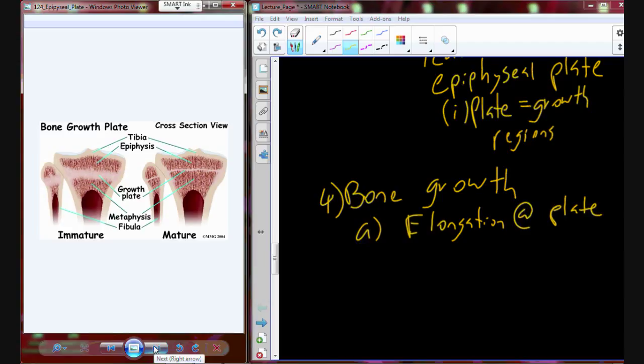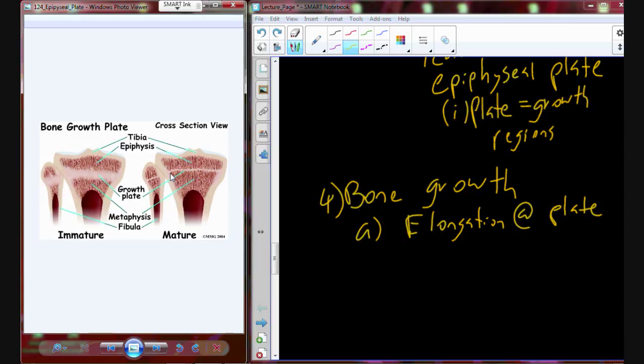So hopefully this picture helps to explain a little bit more detail here. Here is the diaphysis, the end of the diaphysis. Then we have this region between the diaphysis and the epiphyseal plate that's called the metaphysis. And then at the very end, we have the epiphysis. And in between metaphysis and epiphysis is the growth plate or the epiphyseal plate.